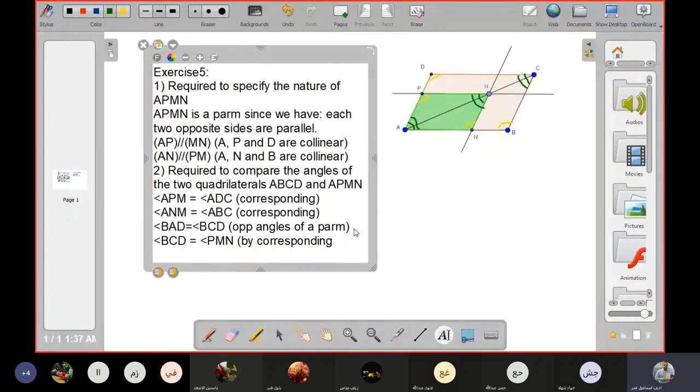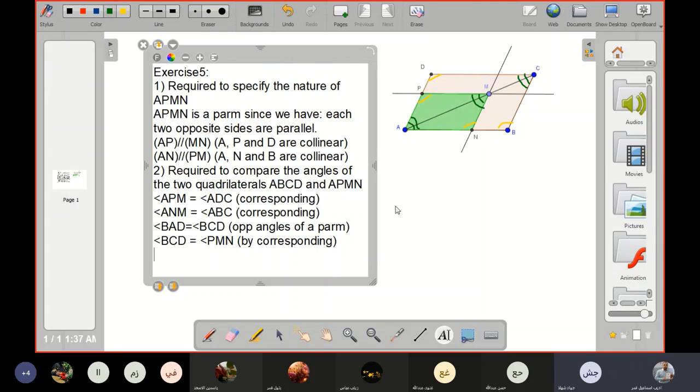If we don't want to enter the details, we have here this angle is equal to this angle by corresponding, and this angle is equal to this angle also by corresponding angles. Then the angle BCD is equal to angle PMN by corresponding. Look at here, MCB equal to AMN corresponding, and DCM equal to PMA corresponding. So this angle is equal to this angle, and this angle is equal to this angle. Then the angle DCB is equal to the angle PMN.